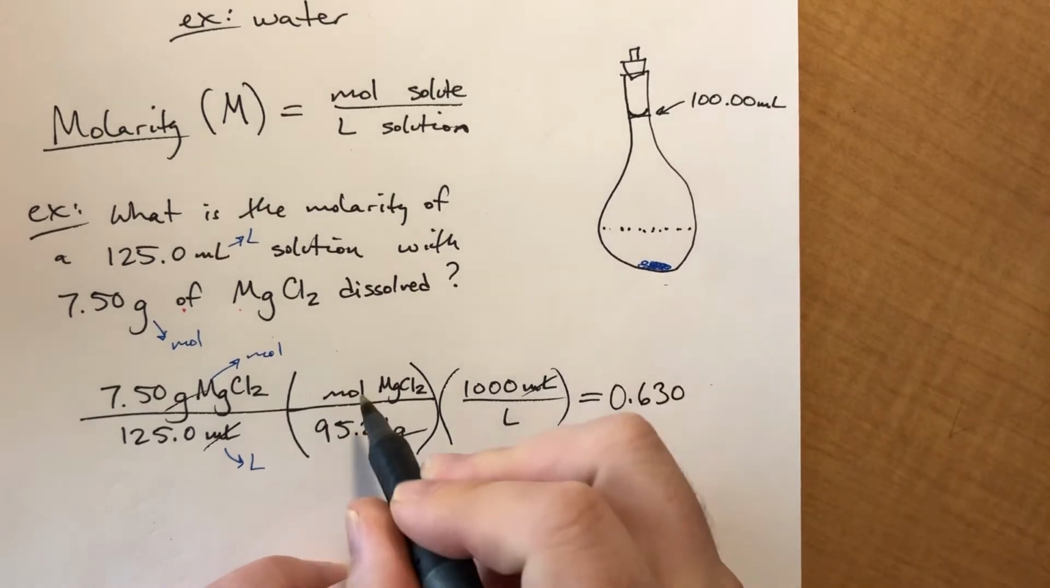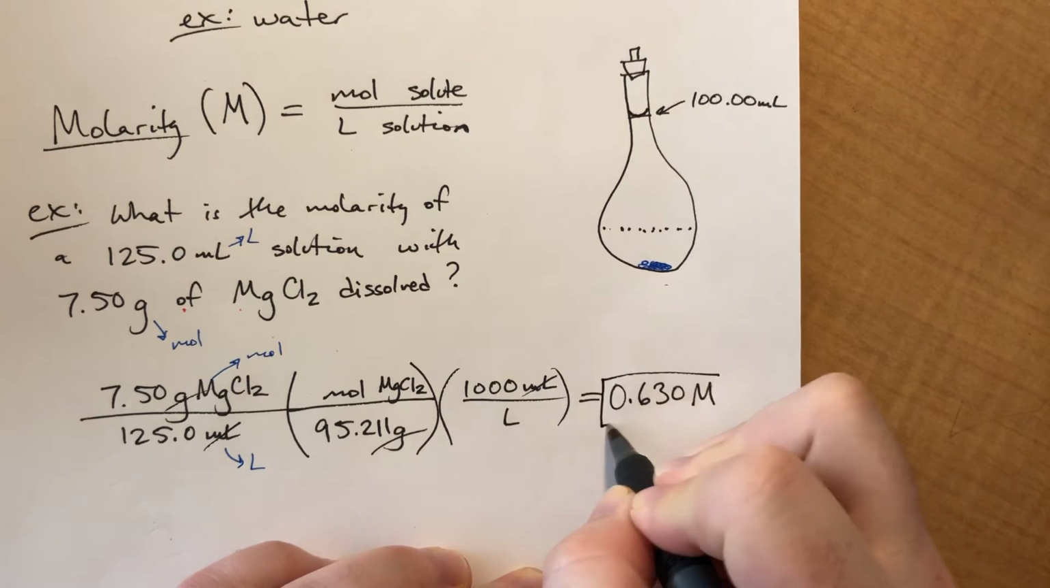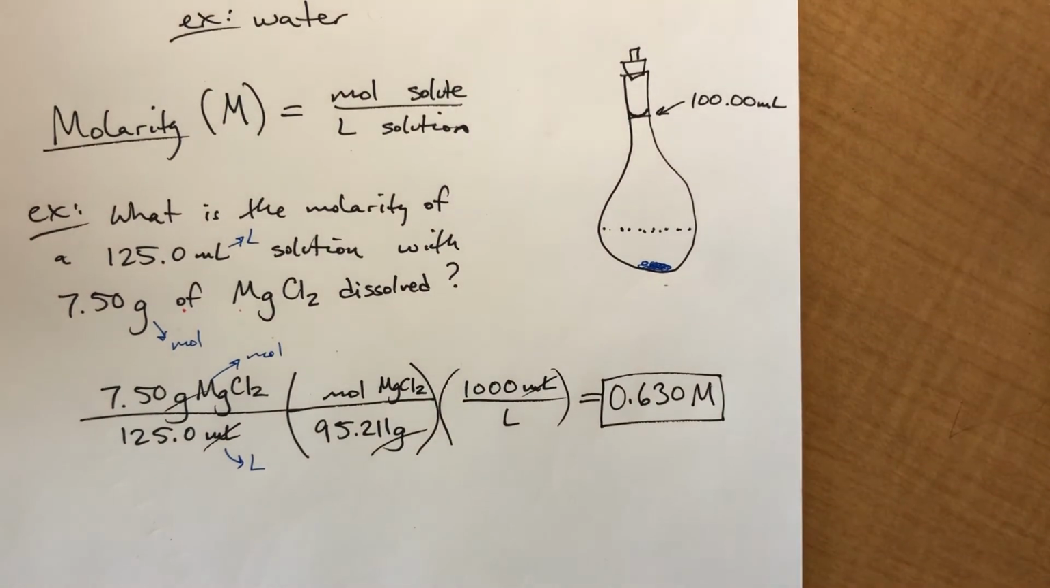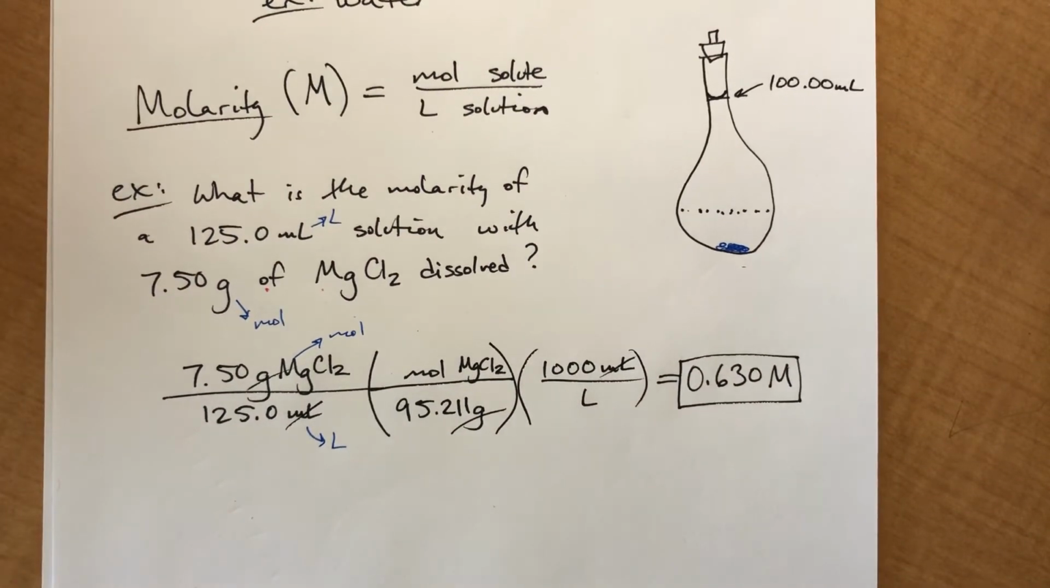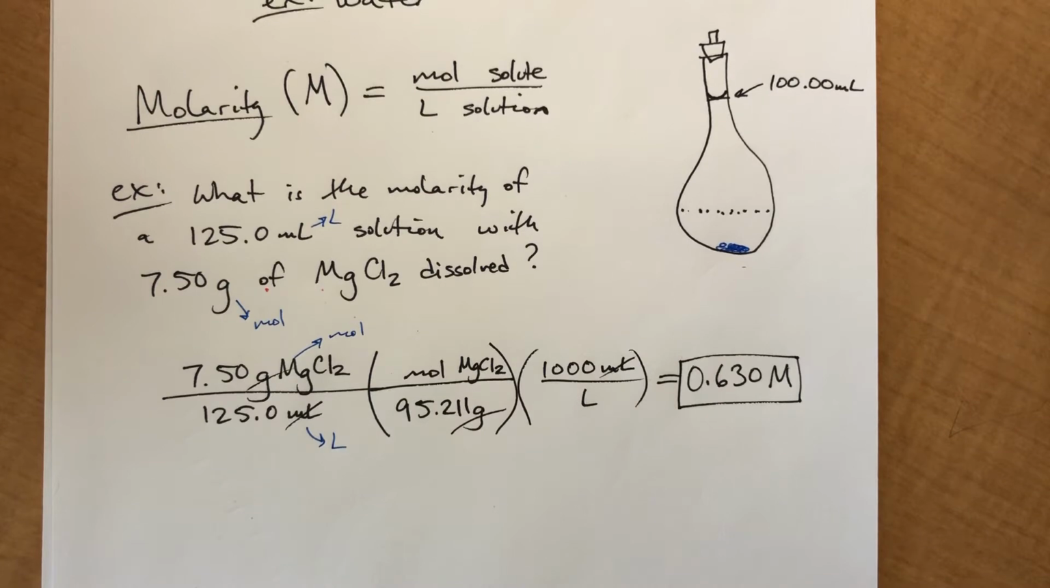At this point, you can leave it as moles per liter, or you can just write it as capital M. I will tell you in a lab setting, most people write it as capital M, so I'm probably gonna start getting in the habit of doing it that way. But this tells us that for the solution, every liter of it will have 0.630 moles of magnesium chloride in it. Okay? Not too bad, right?